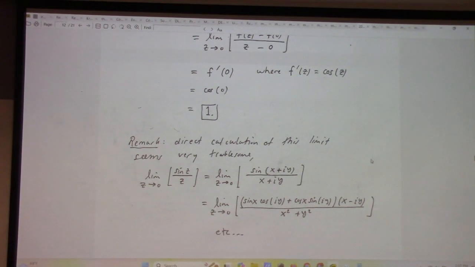But it's easier than that, right? It's the difference quotient, so work backwards. Yeah.